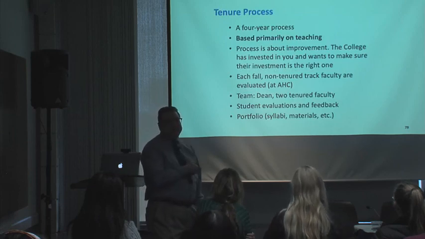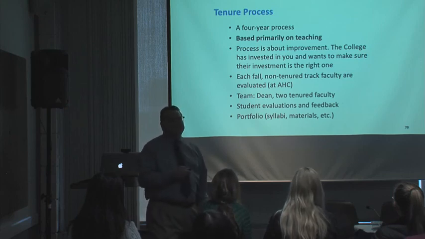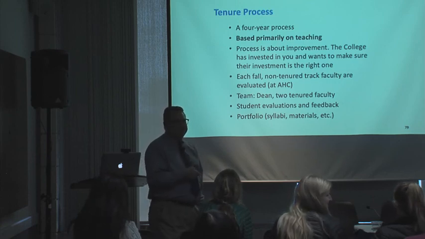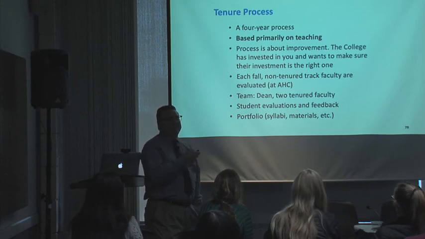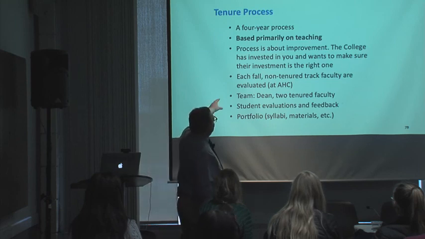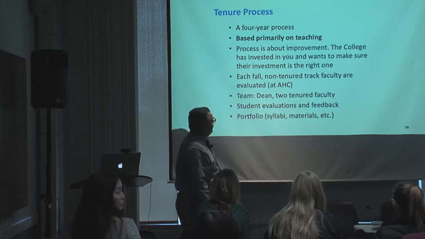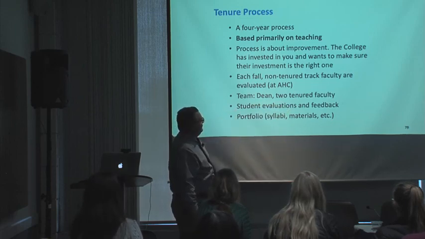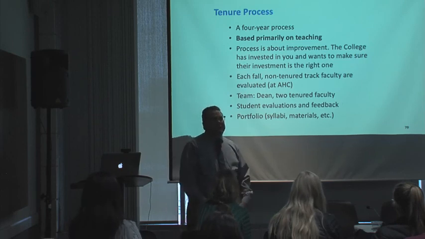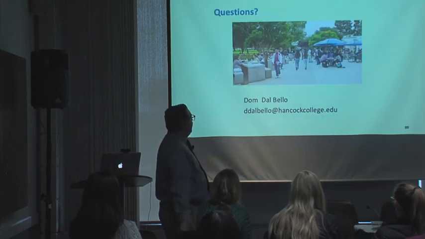Just the tenure process. We are tenured, okay? Generally a four-year process. No research portfolio. Doesn't matter if I bring in $0 or $2 million. It's about teaching. And so that is where the student evaluations are going to come in. And our team, we evaluate non-tenured faculty every two semesters. The dean and two tenured faculty are on the team. And we look at student evaluations and colleague feedback. Okay, are you a good teacher? Are you fitting in well? Okay. That is our primary purpose.